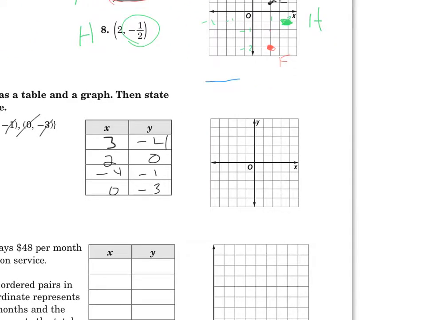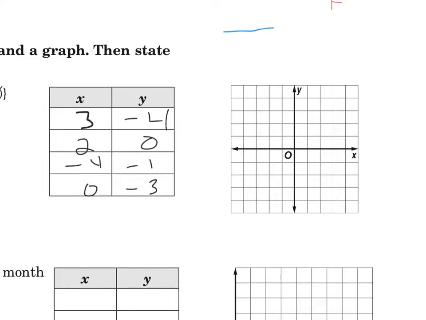To plot these points on the graph, we want to plot x is 3 and y is negative 4. So this would be 3, negative 4. And then 2, 0 would be here. And then negative 4, negative 1 would be here. Okay, and then 0, negative 3 would be here.